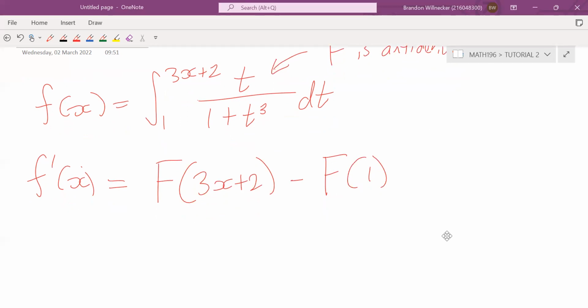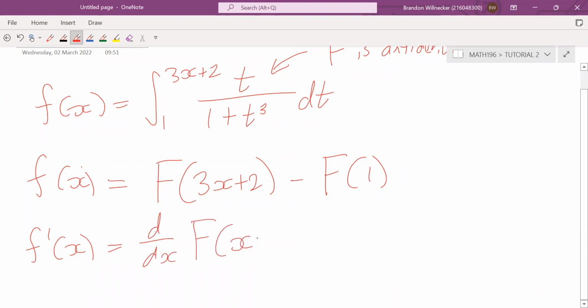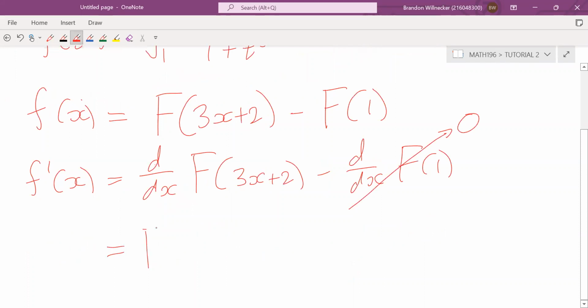Sorry, this is F. Then f prime of x would be d by dx of this minus d by dx of this. But F of 1 is just a constant, so that goes away. So this now becomes F prime of 3x plus 2. But this has an outer function and an inner function, so we need the chain rule.